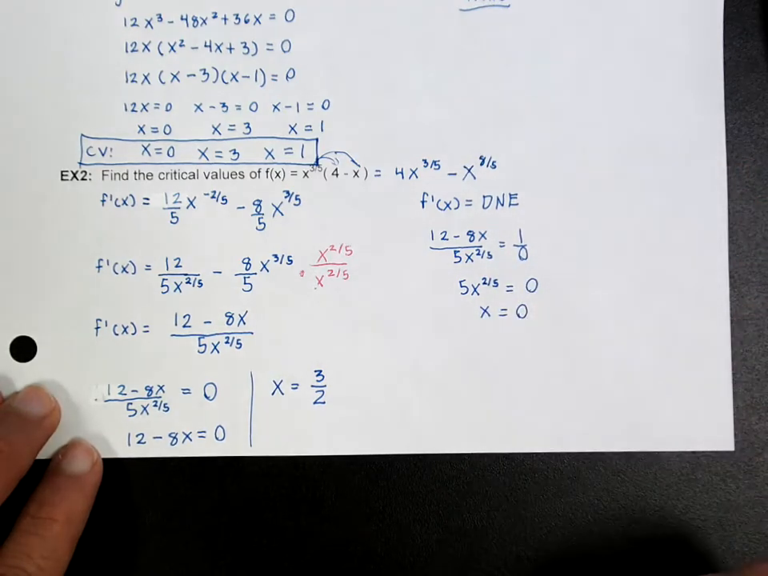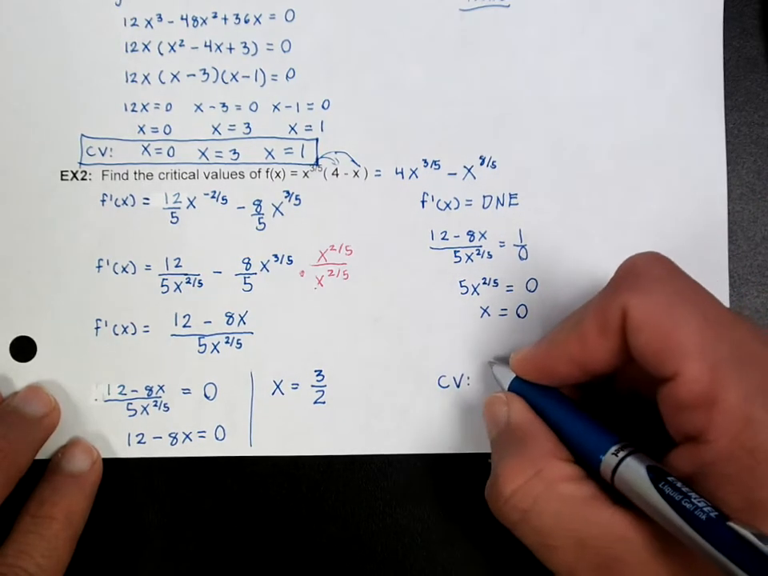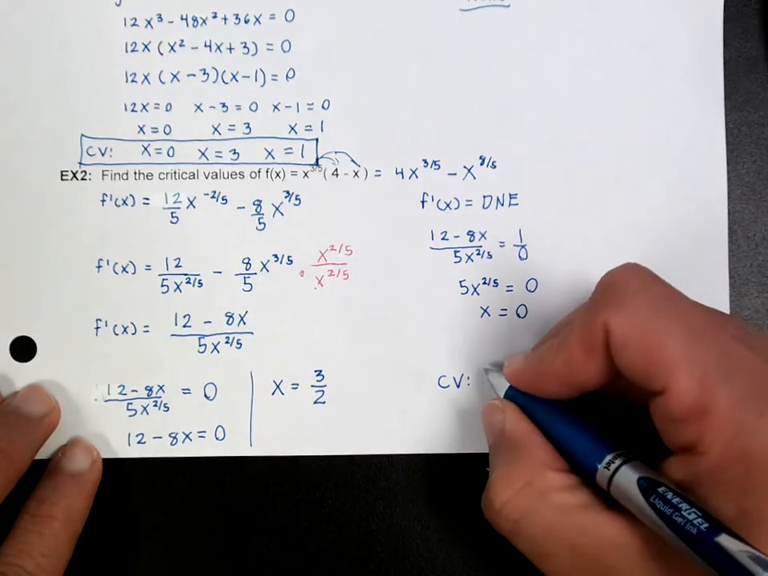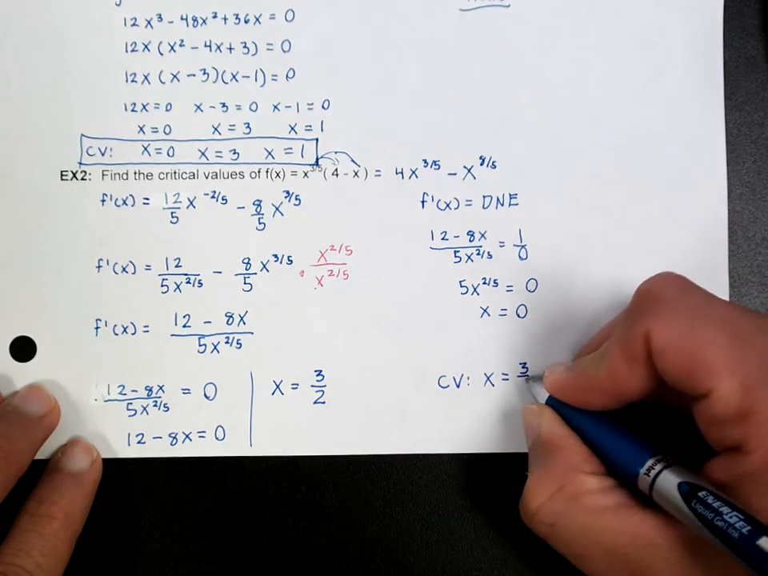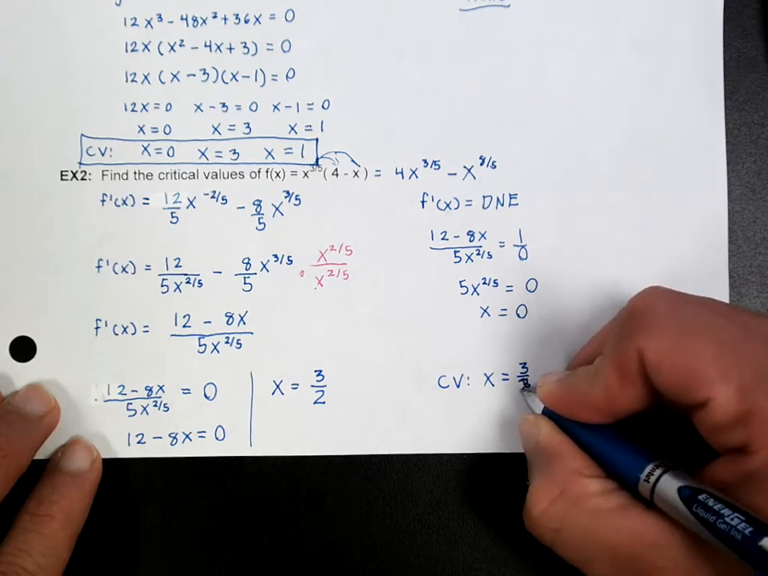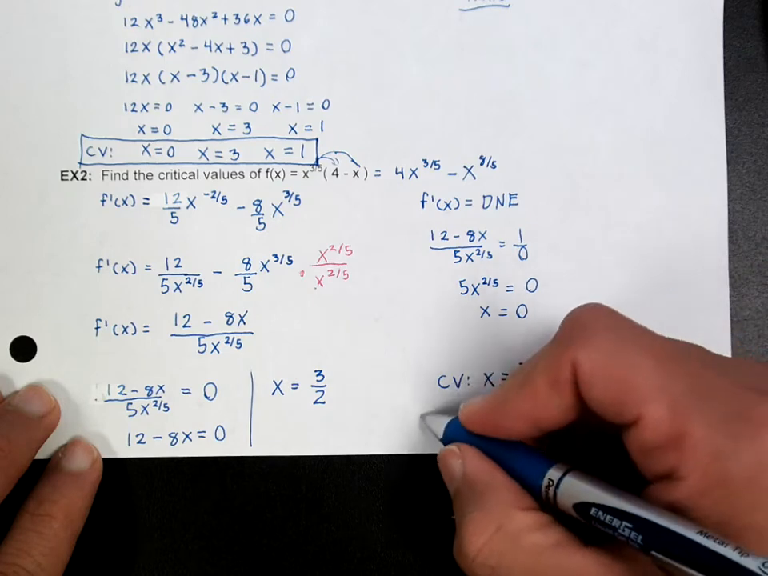So notice that on this one I actually have two critical values. Now I'm wondering what that looks like. I really don't know. Okay, so I have 3/2, and also 0. So I have two critical values.